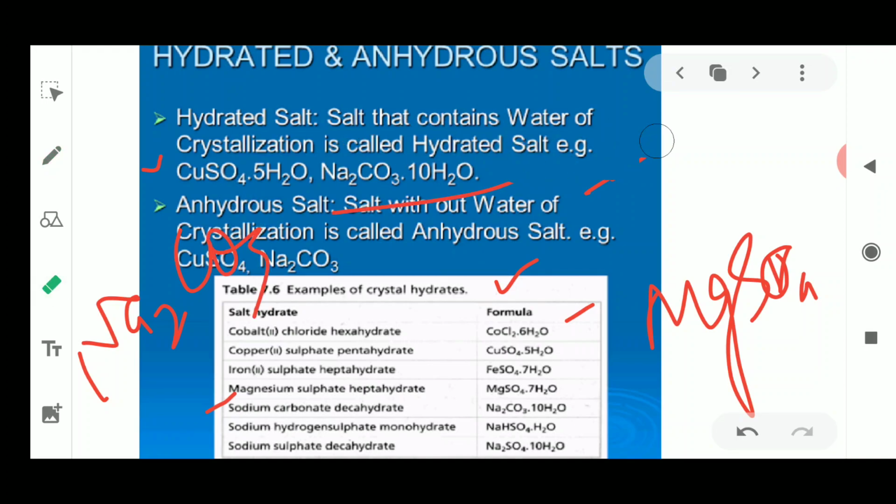So this 10H2O represents the water of crystallization, which is required to maintain the shape of any crystal of the salt.